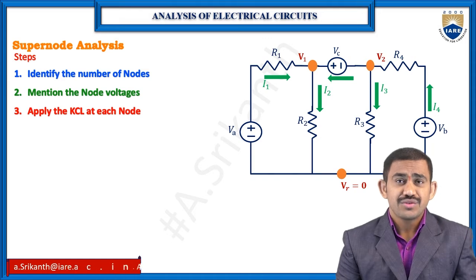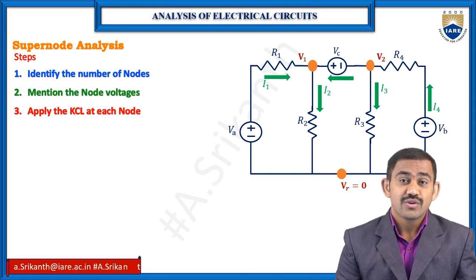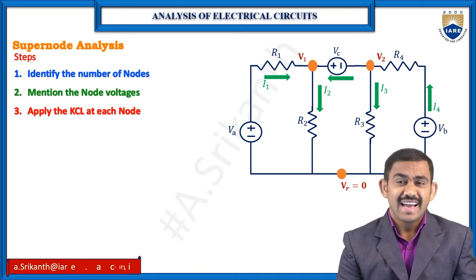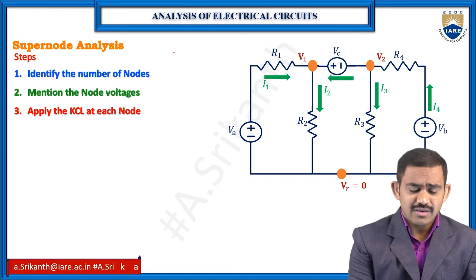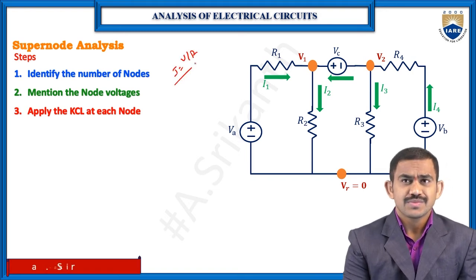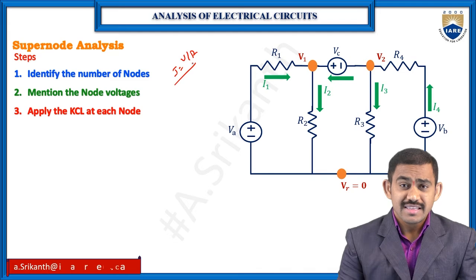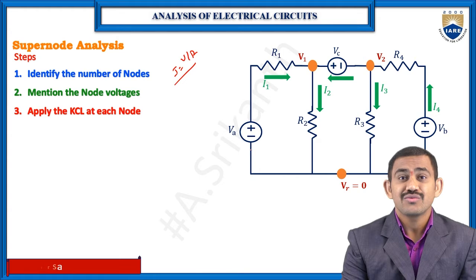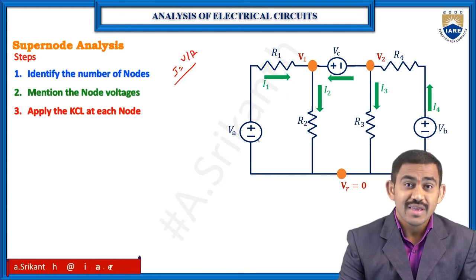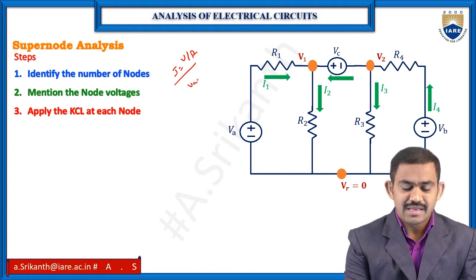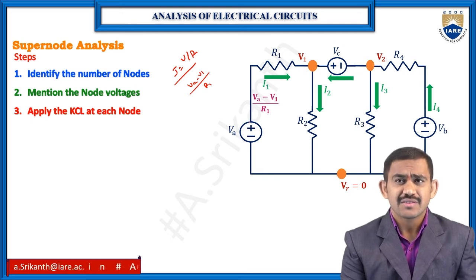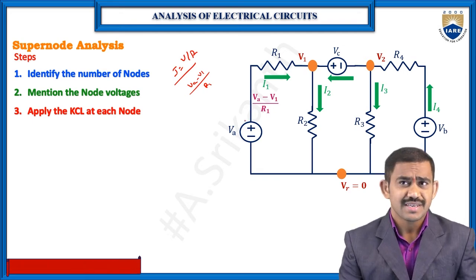I need to find the V1 and V2 values. Here I have 4 currents, then write the equation for each current. First, what is the current I1? I equals V by R. What is the V here? In this branch V equals VA minus V1, since the current direction is from VA to V1. So VA minus V1 by R1. Same as node analysis, the same values we need to write here also.